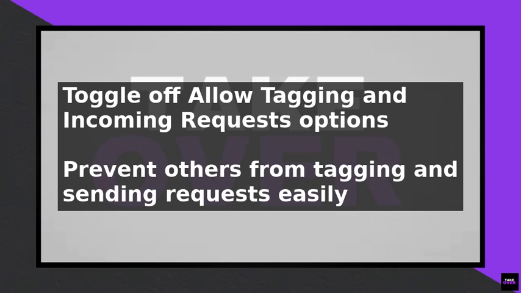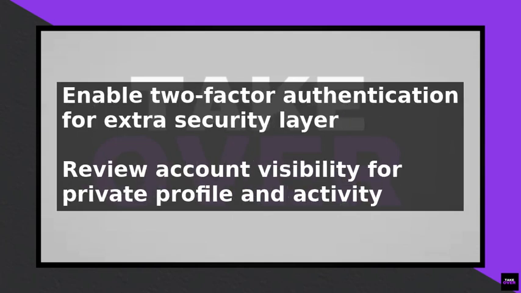Additionally, you should also consider enabling two-factor authentication to add an extra layer of security to your account. This will require you to enter a verification code sent to your phone or email every time you log into your account. By following these steps, you can make your Cash App private and secure.